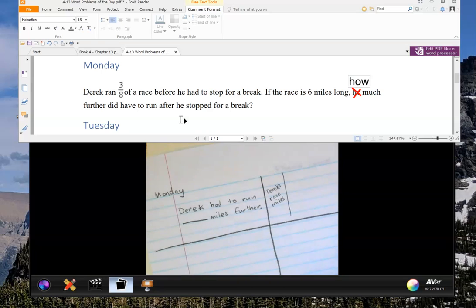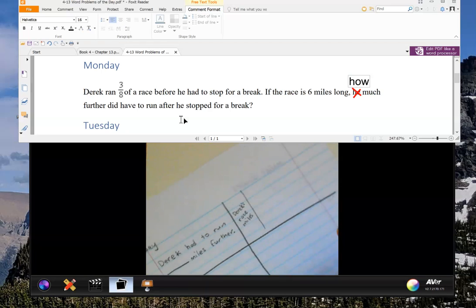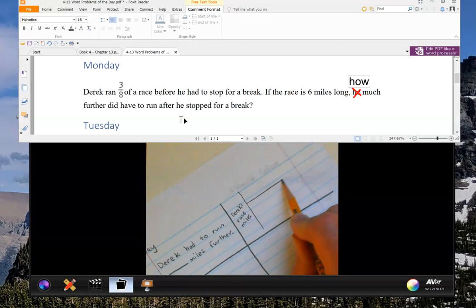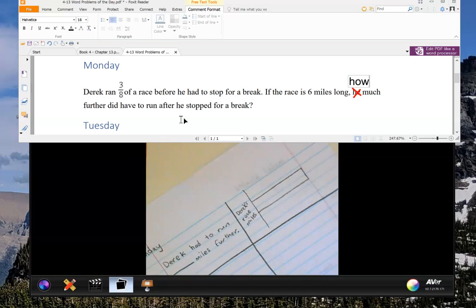Since there's only one Derek and only one group of race miles, I only need one unit bar. I'm going to put that right here, nice and as straight as I can. Make sure that you're drawing it neatly so it's easy for you to check when we check it tomorrow. Now I've got my unit bar ready to go. I'm going to look at my first sentence.